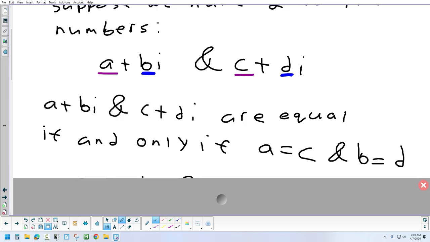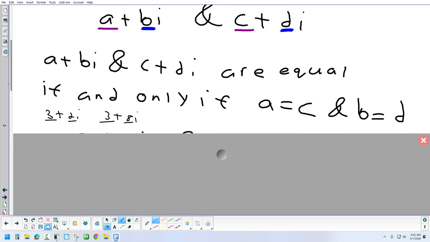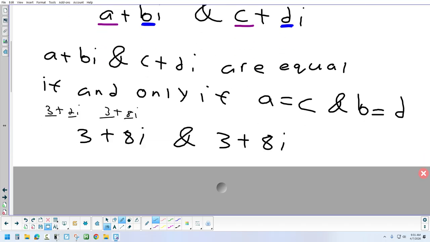So if I had a complex number like 3 plus 2i and 3 plus 8i, are those two complex numbers the same? No. And you might think, well, part of them are the same. Yeah, but they're not the same. For them to be the same number, both parts have to match. The 3 has to match the 3, and the 2 would have to match another 2. Like that. Those two complex numbers are the same. So it's a little different than real numbers. Usually when you're looking if two real numbers are the same, you just have to compare one number to one number. Well, here, you got to compare two numbers to two numbers.